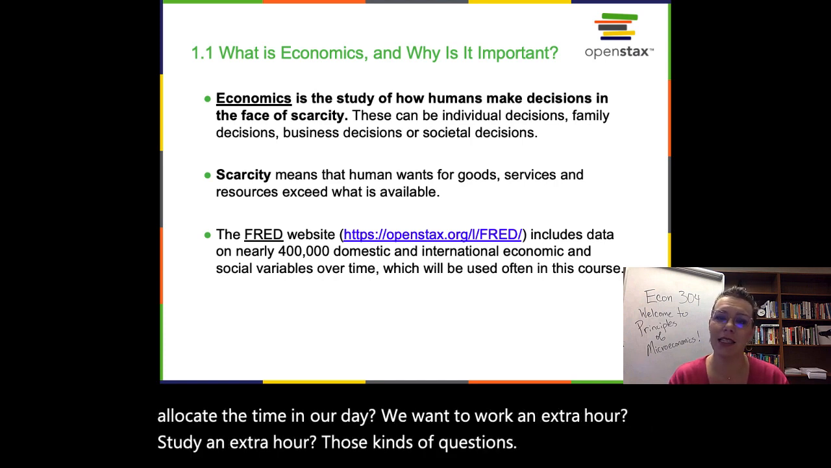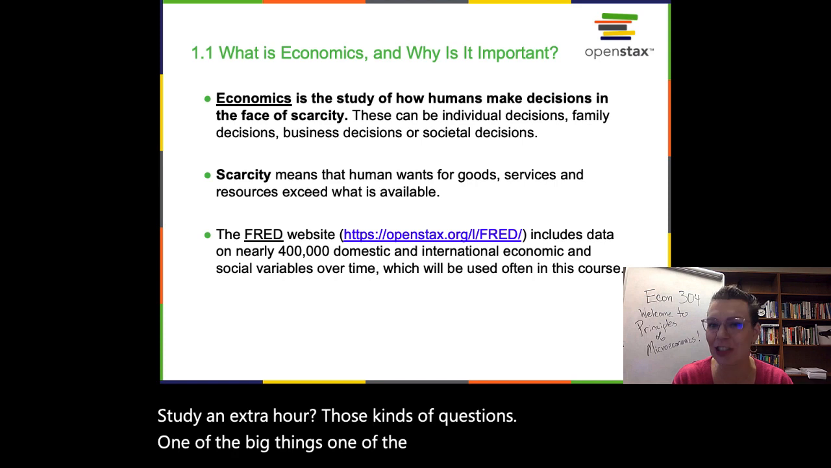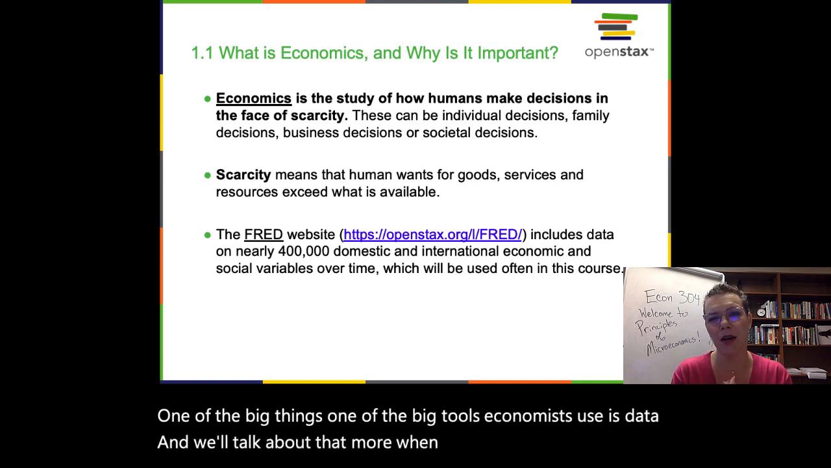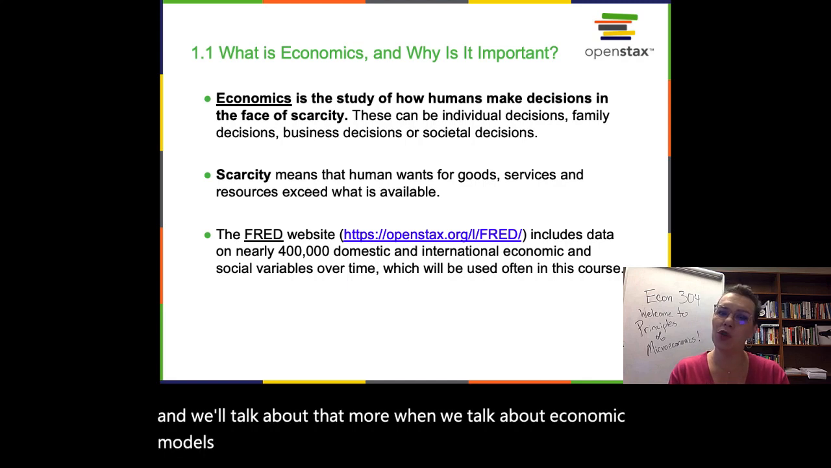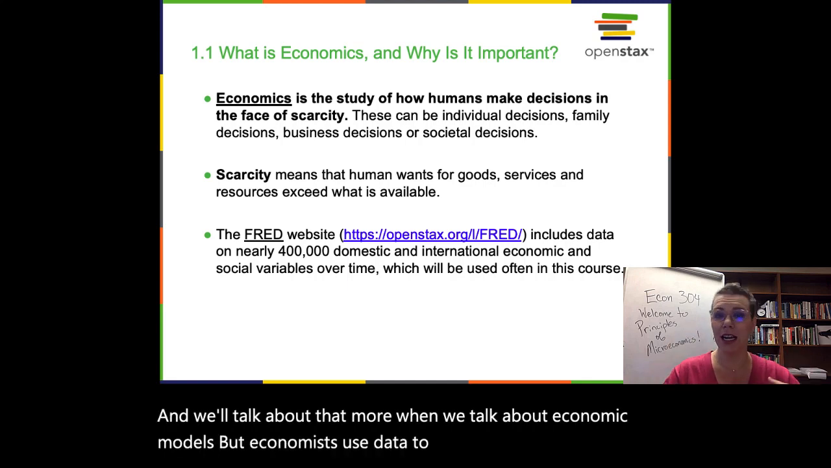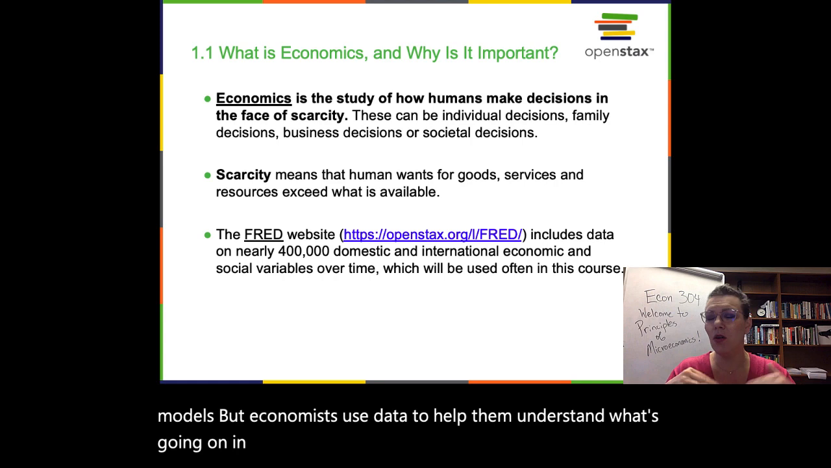One of the big tools economists use is data. And we'll talk about that more when we talk about economic models. But economists use data to help them understand what's going on in the world right now and also make predictions about what might be going on in the future.